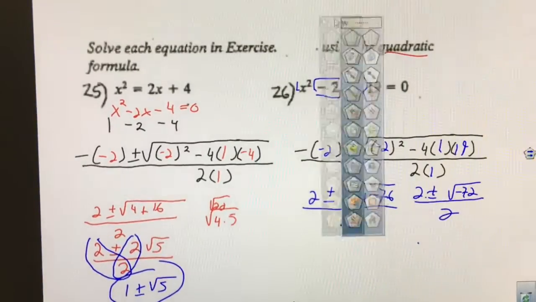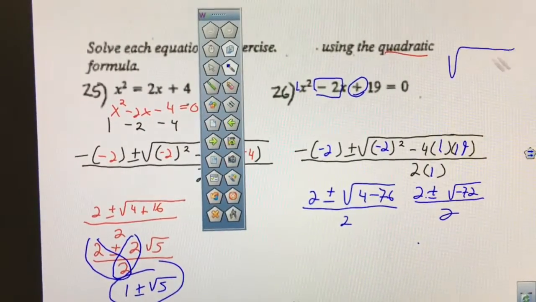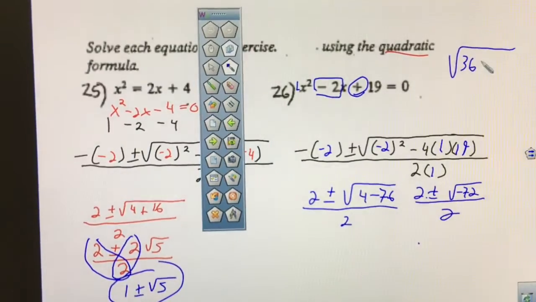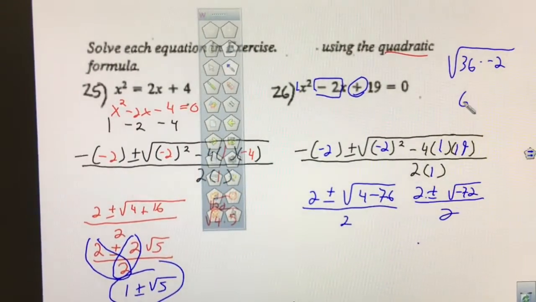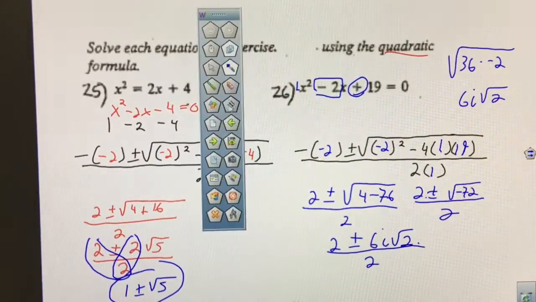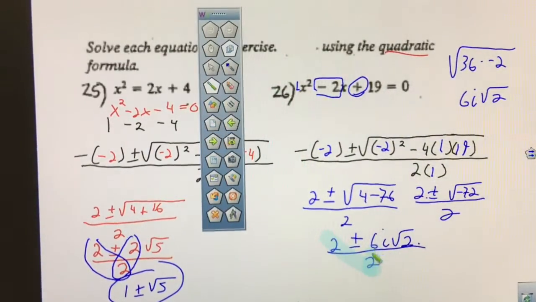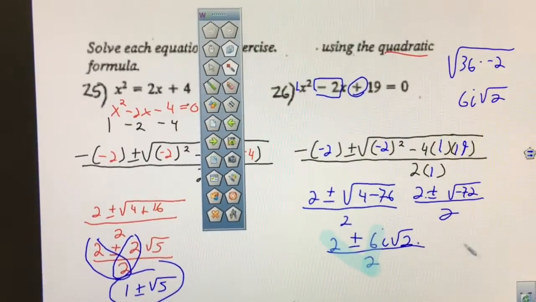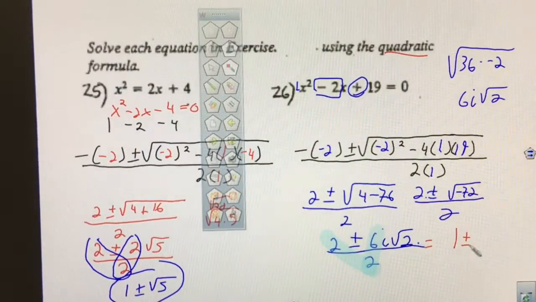I have to simplify that negative root 72. I don't know if you knew this, but root 72 was 36 times 2, so it's going to be 36 times negative 2. Square root of 36 is 6. Square root of negative 2 is i root 2. So this is going to give me 2 plus or minus 6i root 2 all over 2. And we'll notice how stuff starts to simplify. Those 2 simplify, the 2 and the 6 simplifies. So this is going to give me a final answer of 1 plus or minus 3i root 2.